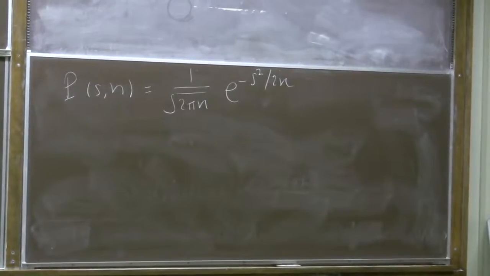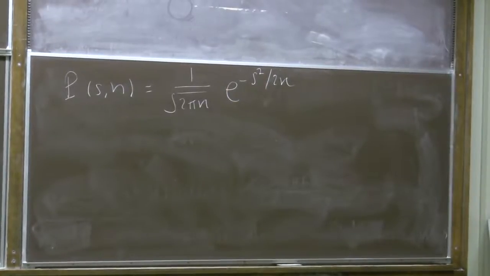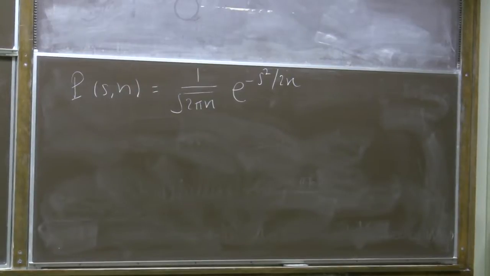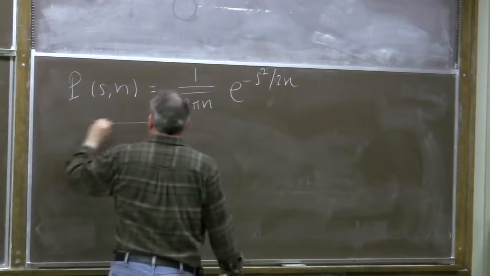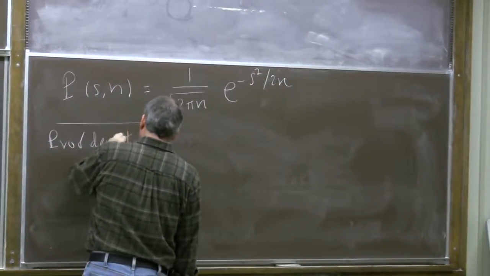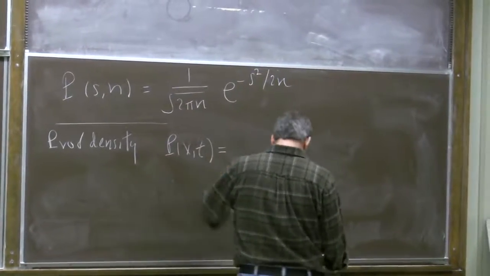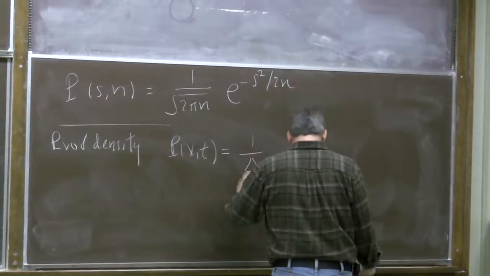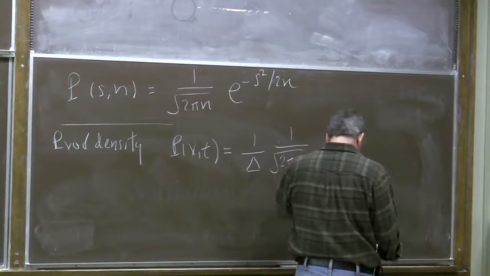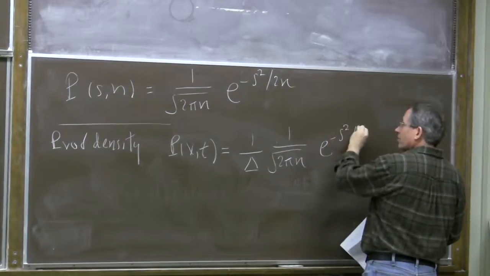I'm just doing a random walk, right? It's unbiased. So I go with probability 1/2 to the left or to the right. So I could also describe this as a probability density on the line, which I'll call P of x and t. I put in a factor of 1 over delta, e to the minus s squared over 2n.